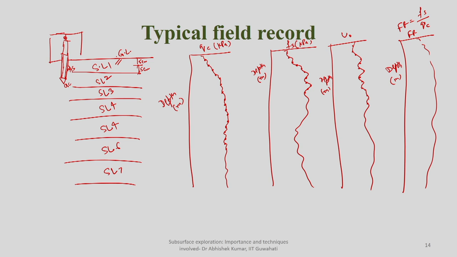But remember, you are doing this test at the site of interest from the ground surface, so you are not aware of any sample you are going to get. This test will not give you any sample, but this is the information you get once you lower your penetrometer, and these are the different kinds of measurements you can do at the site. Based on this, you have to interpret different parameters. This is a typical field record.